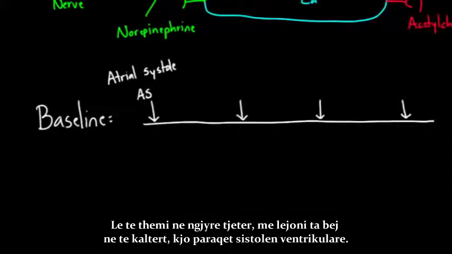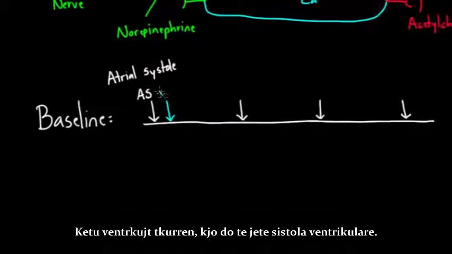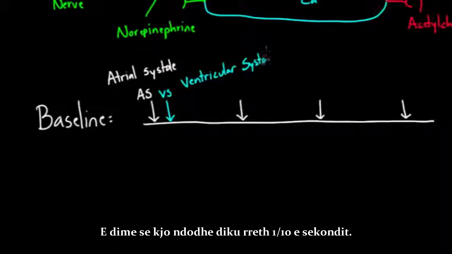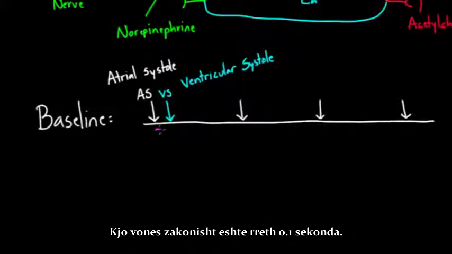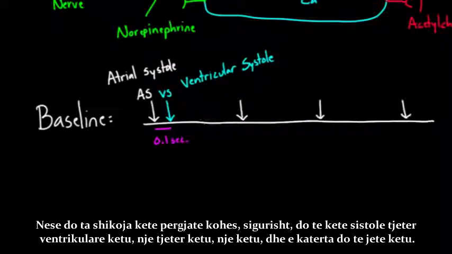And let's say in another color, let me do blue. This represents ventricular systole. So this is when the ventricles are contracting. Ventricular systole, when the ventricles contract. And we know that's going to happen about 1/10 of a second later, usually. So this delay is usually about 0.1 seconds. So if I was to watch this over time, I'd have, of course, another ventricular systole there, another one right there, and a 4th one right there.